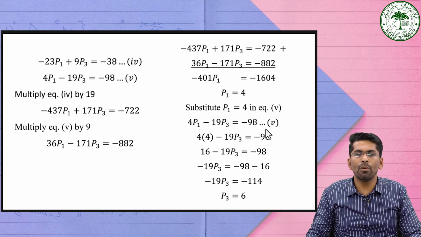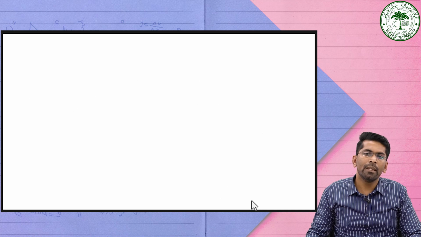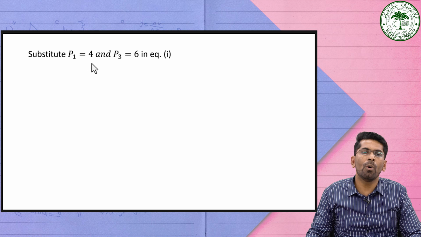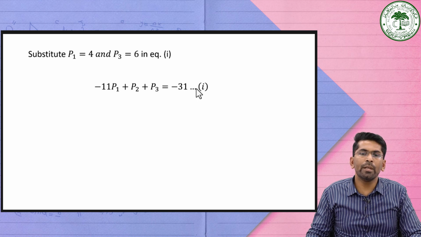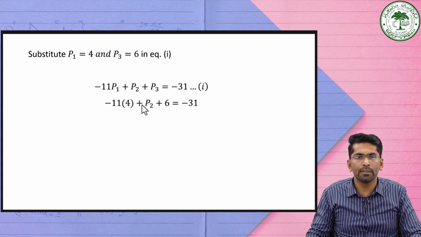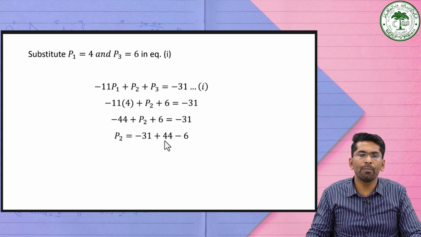So we have p1 equal to 4 and p3 equal to 6. Then we substitute p1 = 4 and p3 = 6 into equation number 1 so that we can find the value of p2 as well. So this is equation number 1, and substituting p1 and p3, it becomes -11 into 4 plus p2 plus 6 equals -31. Isolating p2, p2 is equal to -31 + 44 - 6, and simplifying, p2 is equal to 7.